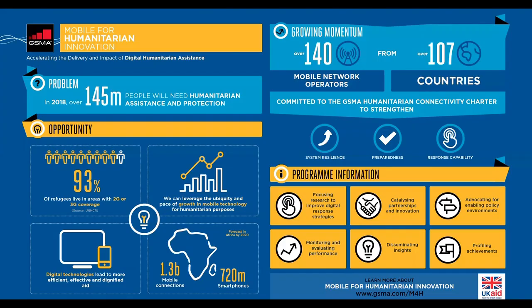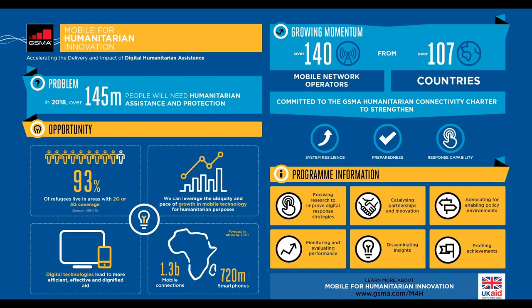So just to start, the GSMA is a trade association for mobile network operators, and we represent approximately 750 mobile network operators globally. The Mobile for Humanitarian Innovation team, M4H, sits within the foundation. We are solely funded by the Department for International Development, and our aim is to accelerate the digitization of humanitarian assistance in contexts where it is appropriate. As we all know, the scale of humanitarian need is growing, and because of this, there is a huge opportunity for mobile to help people affected by crisis and for humanitarians who are planning to digitize their services.